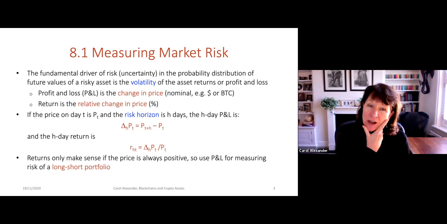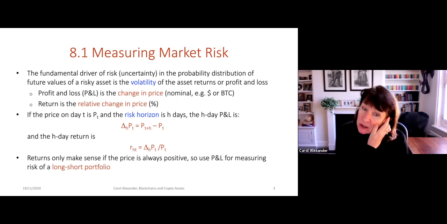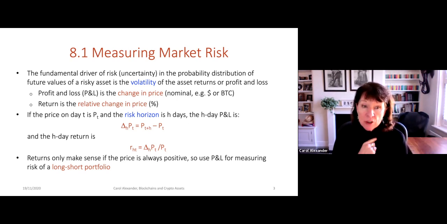The fundamental driver of risk, I mean, risk is actually uncertainty in our probability distribution of returns going forward, or our probability distribution of profit and loss, is the volatility.